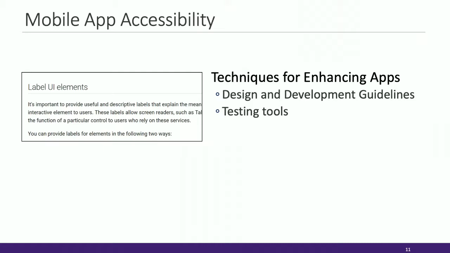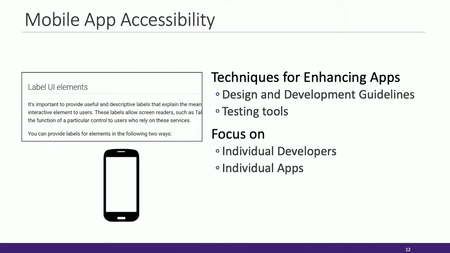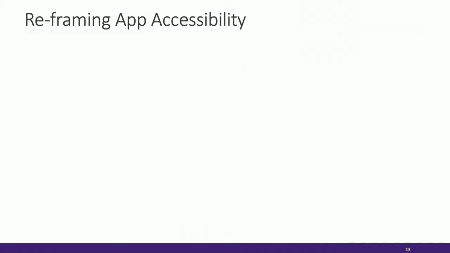Furthermore, techniques of enhancing apps, such as design and development guidelines and testing tools, really focus on individual apps being made by individual developers. And while we think that's an extremely important component of app accessibility, we really wanted to scope out and reframe our thinking around it to be more holistic of the whole environment that apps exist within. And so we turned to epidemiology to inspire our conceptual framework.